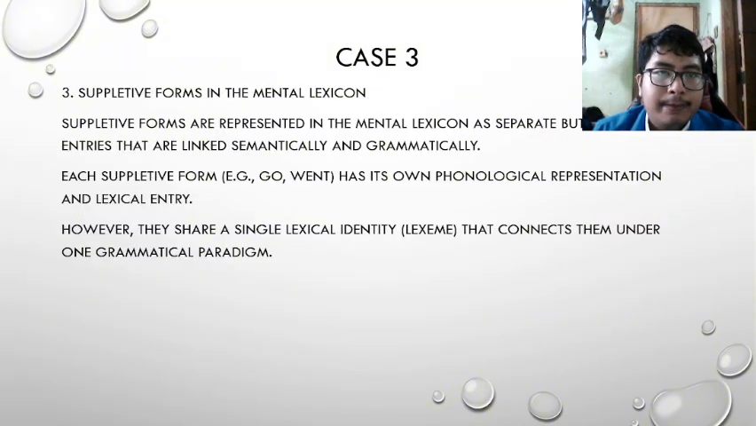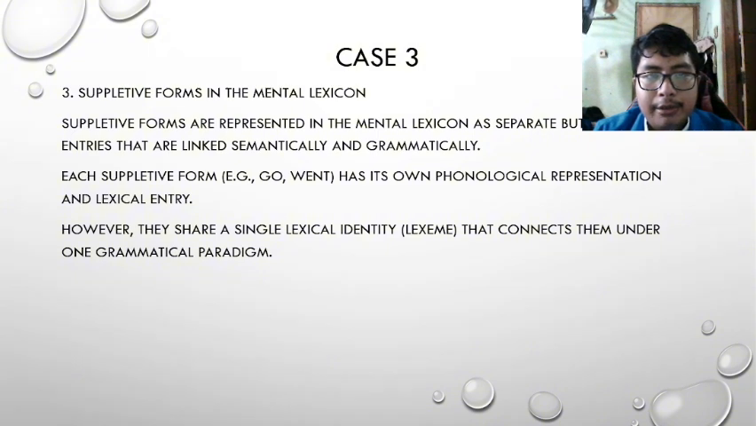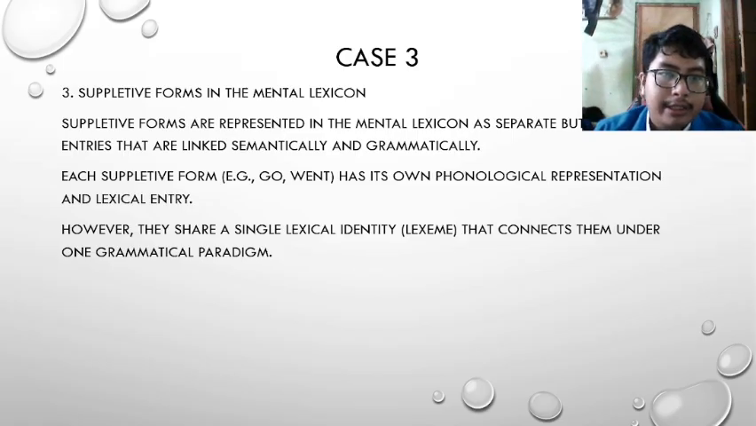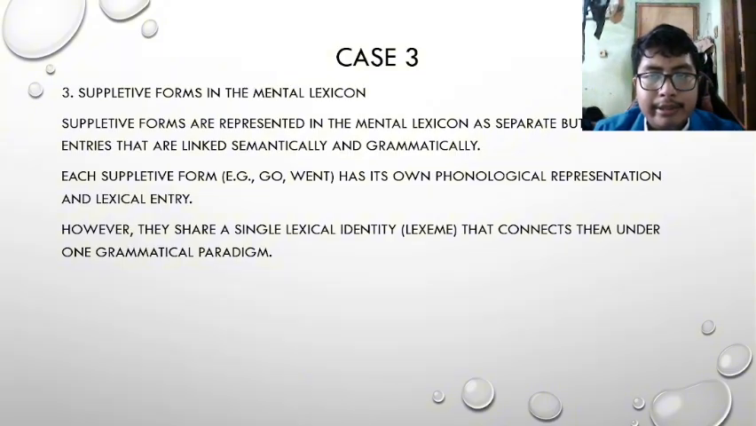Number 3, suppletive forms in the mental lexicon. Suppletive forms are represented in the mental lexicon as separate but related entries that are linked semantically and grammatically. Each suppletive form, for example go and went, has its own phonological representation and lexical entry. However, they share a single lexical identity, or lexeme, that connects them under one grammatical paradigm.